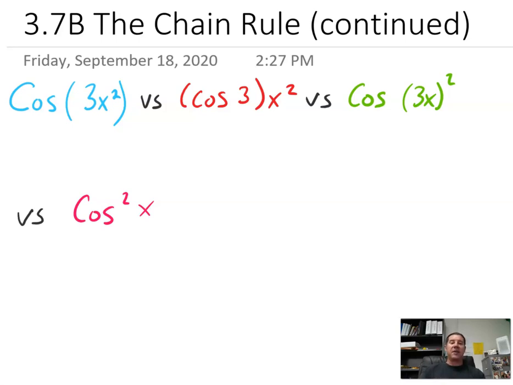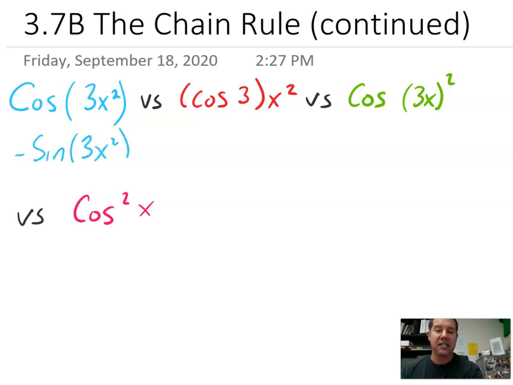If I were going to take the derivative of this, I definitely have an inside function and an outside function here. So I can start by taking the derivative of the outside function. Derivative of cosine is negative sine, and the inside function stays the same. And then chain rule says, hey, now I'm going to take the derivative of the inside function, so times 6x. So this derivative would be negative 6x sine 3x squared. Okay, so that's how I do that one there.